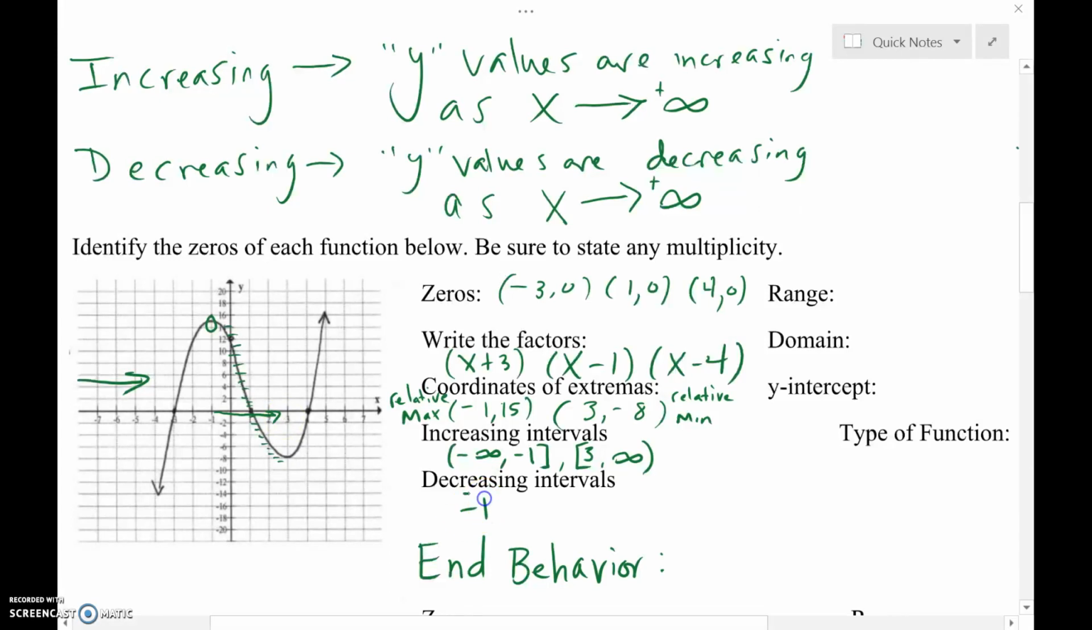So -1 bracket, because I actually touched that, and then +3 is where the other boundary of going down is, bracket, because I actually touched that. So that would be my decreasing interval from -1 to 3. My y values go down, and then they start to increase after 3.